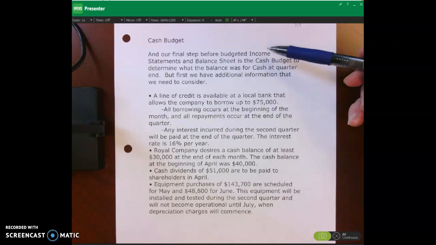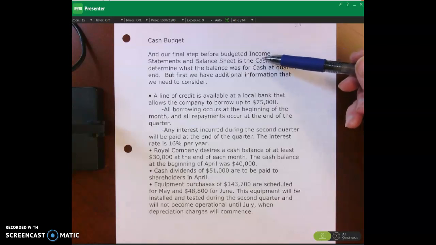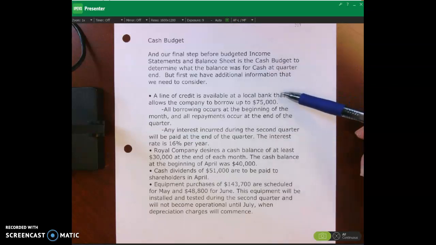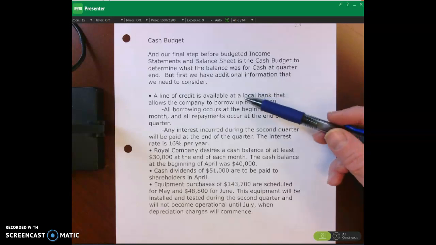Okay, so the cash budget is one of the last budgets that we'll do that's in the master budget. And so we have a few assumptions that we need to talk about before we can do our cash budget. So we have a line of credit. So what a line of credit is just where you can go to the bank and borrow money.